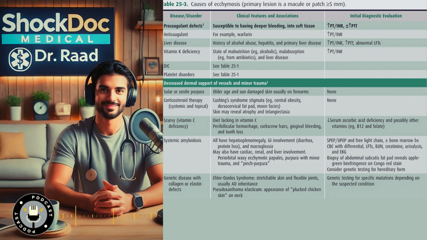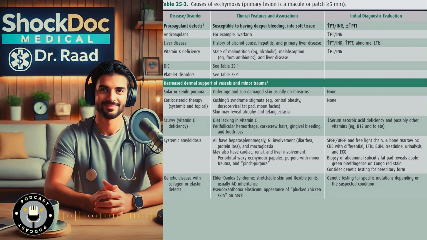Corticosteroid therapy effects. Look for features of Cushing's syndrome, central obesity, a dorsocervical fat pad, moon facies, along with skin atrophy and telangiectasia. Scurvy, vitamin C deficiency. Think of a diet lacking vitamin C with features like perifollicular hemorrhage, corkscrew hairs, gingival bleeding, and even tooth loss. Serum ascorbic acid levels will be low, and sometimes you check vitamins like B12 and folate.